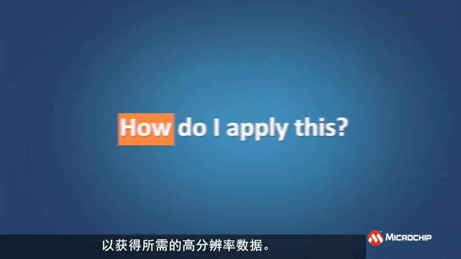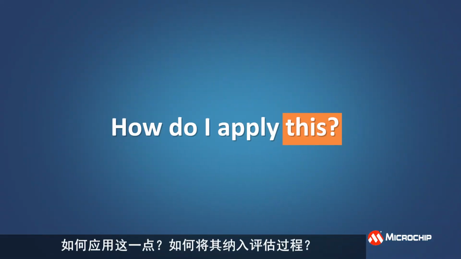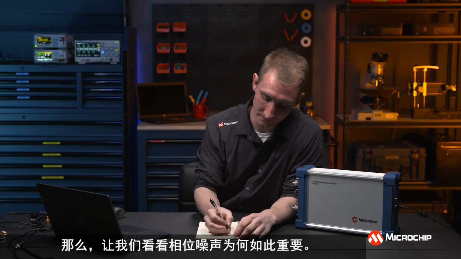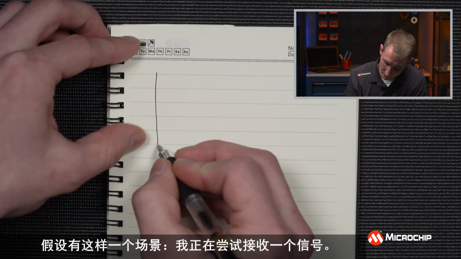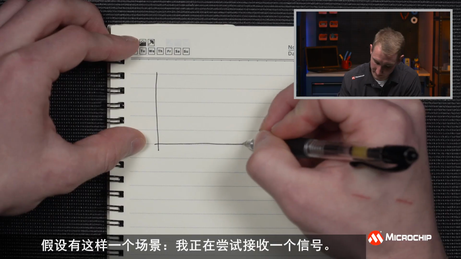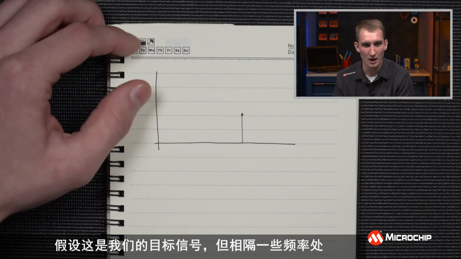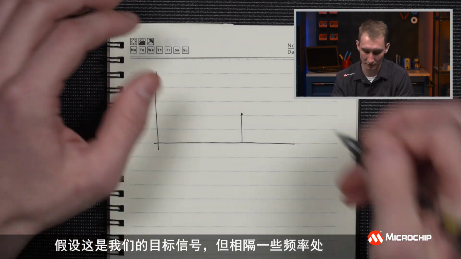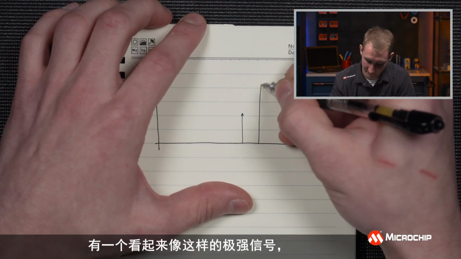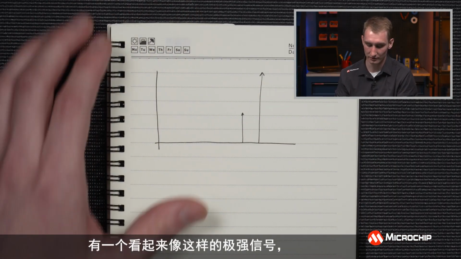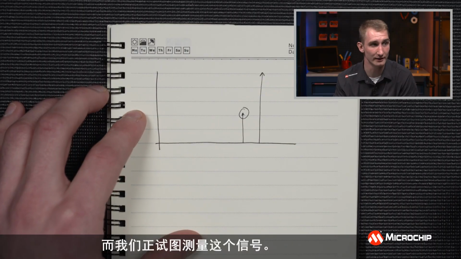How do I apply this? How do I take this into the evaluation process? I've measured a couple different oscillators and I'm trying to determine which one I want to go with. Well, let's look at phase noise and why that might be important. So here we have a scenario where I am trying to receive a signal. Let's say this is our signal. But let's say a couple hertz over, we have a very strong signal looking like this, but we're trying to measure this one right here.